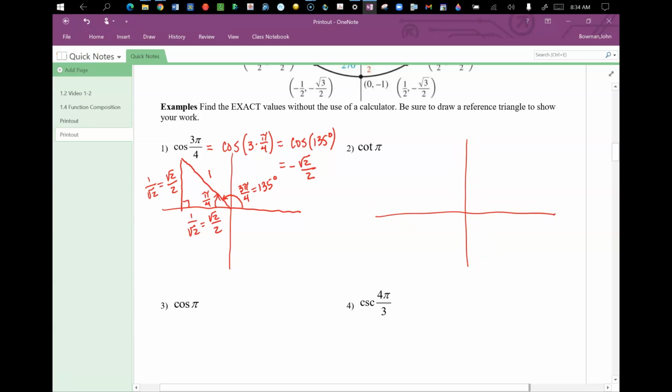This next one here is one of those multiples of pi over 2 that I was talking about. So pi, the same as 180. So we rotate around here, pi radians, or 180 degrees. And we're going to put a point out here. Remember, we're making r equal to 1. The distance from the origin is equal to 1. So the coordinates of this point would be -1, 0. And the cotangent is x over y. The tangent is y over x. So the cotangent is x over y. And x over y in this case is going to be -1 over 0, which is undefined.